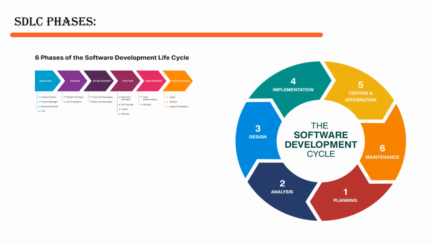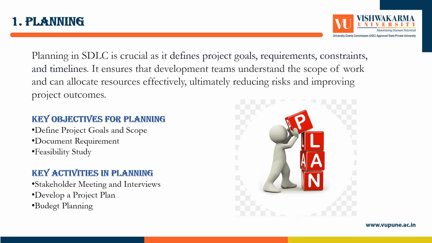Now let's turn to our SDLC phases. There are six phases: planning, analysis, design, implementation, testing and integration, and maintenance. These six are the major phases of the software development life cycle. Now let's start with planning.